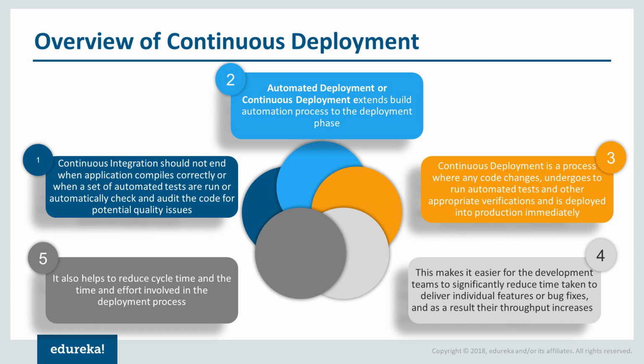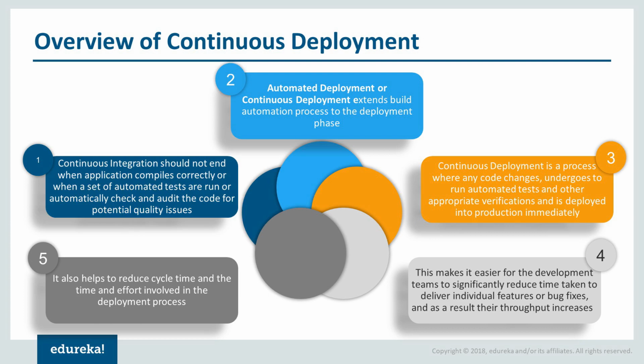Automated deployment or continuous deployment basically extends the build automation process to the deployment phase. So this is where you take your code base eventually to your production machines. Now CD, or continuous deployment, is a process where any code change undergoes automated tests and other appropriate verifications, and is then deployed into production immediately. This makes it easier for development teams to significantly reduce the time taken to deliver individual features or bug fixes, and as a result, their throughput increases significantly.